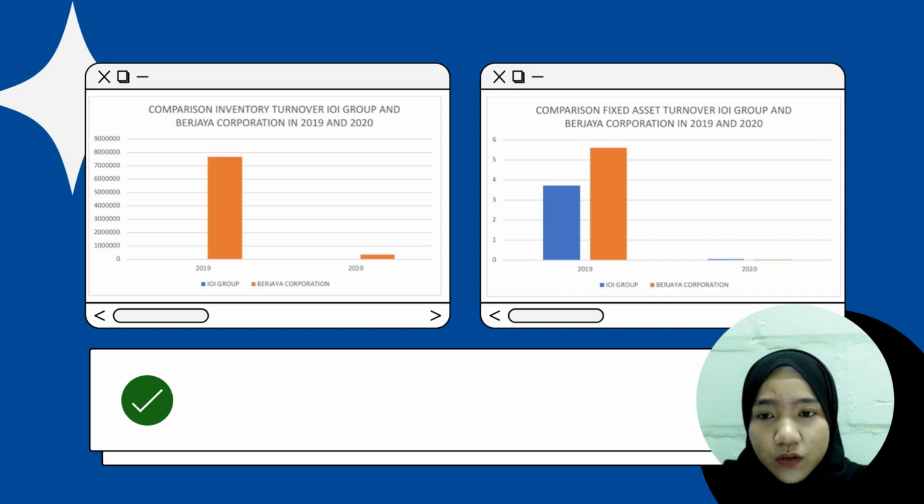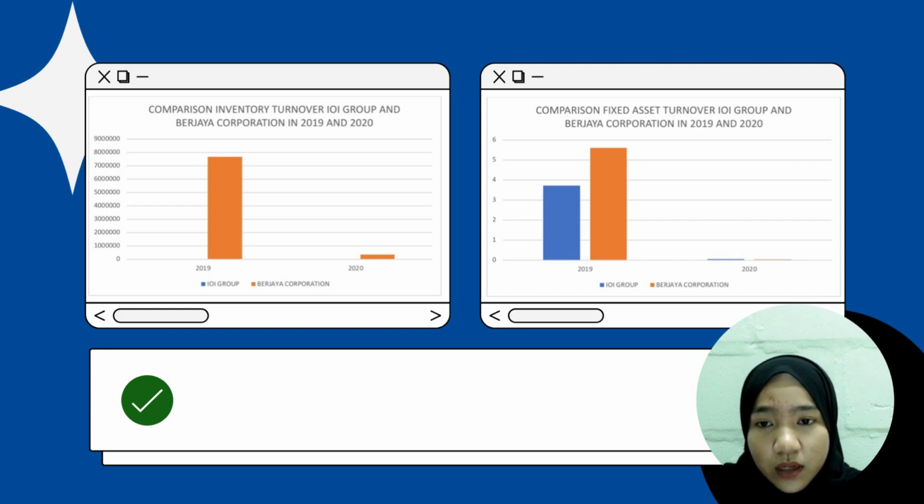For fixed asset turnover, Berjaya Corporation has a higher value of fixed asset turnover of 5.60 in 2019 and decreased to 0.04 in 2020. Meanwhile, IOI Group for fixed asset turnover was recorded at 3.73 in 2019 and 0.05 in 2020. We can conclude that Berjaya Corporation is better at managing its fixed asset to keep the company generating a sale.